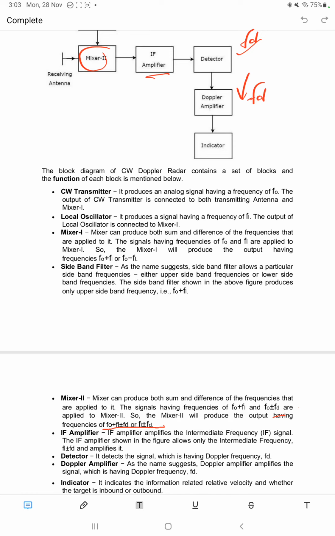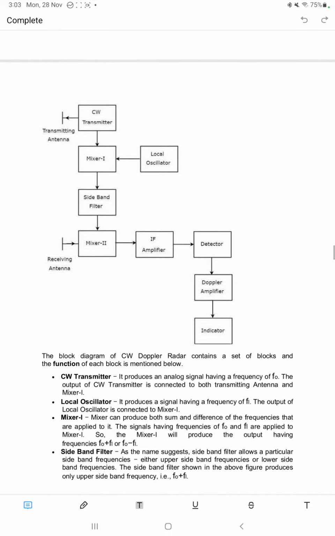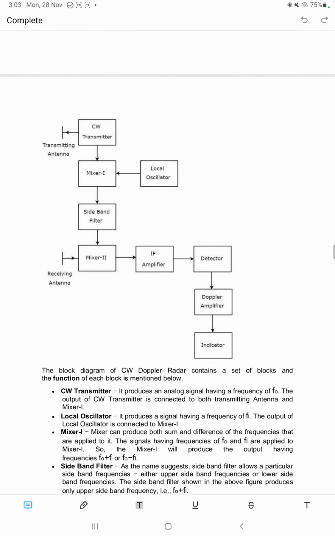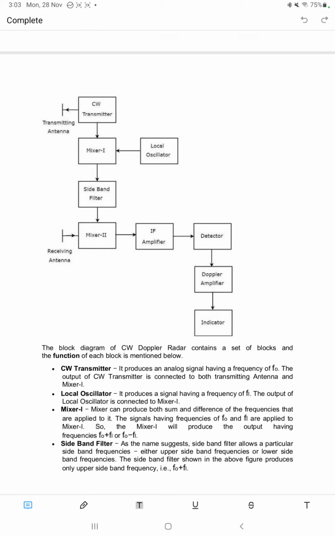Next one, the indicator. The indicator indicates the information related to relative velocity and whether the target is inbound or outbound, meaning whether the target is within our boundary or not. This is the entire block diagram of the continuous wave Doppler radar.